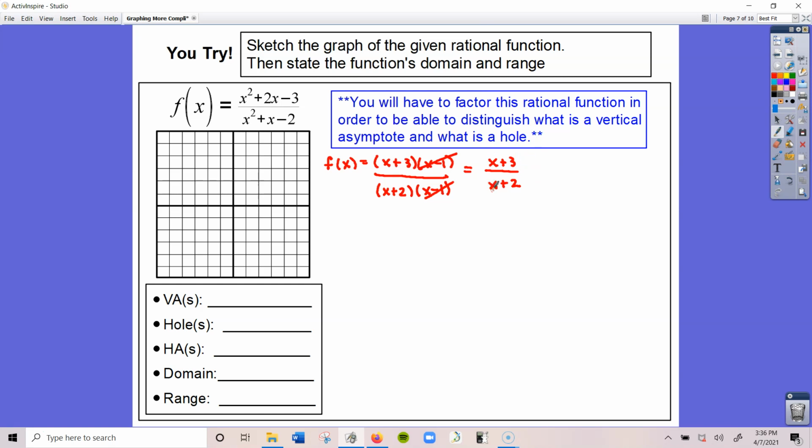So my vertical asymptote is what's left in the denominator. I have an x plus 2. That means if I make it equal to 0, we have a vertical asymptote at x is equal to -2.